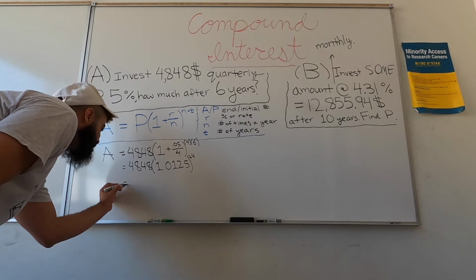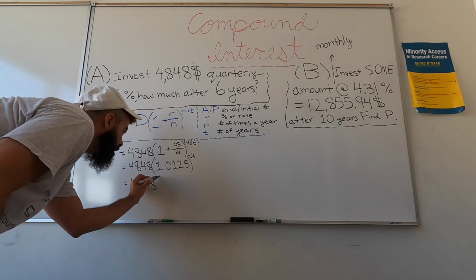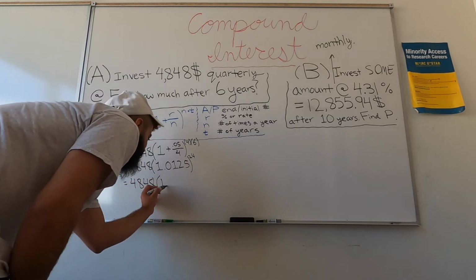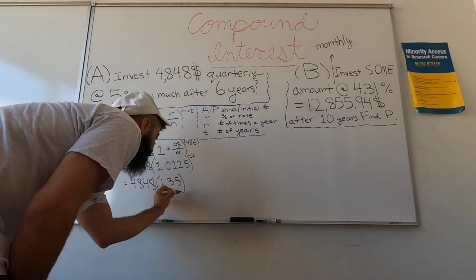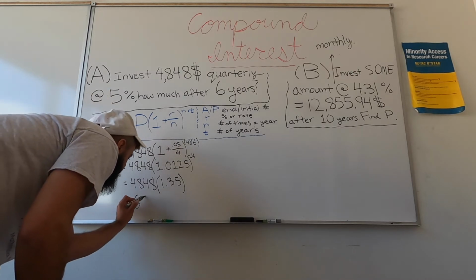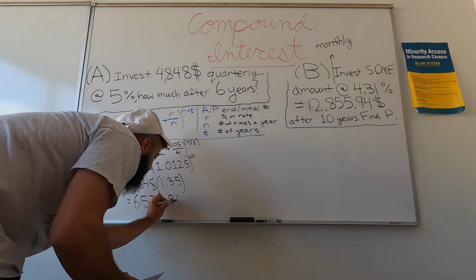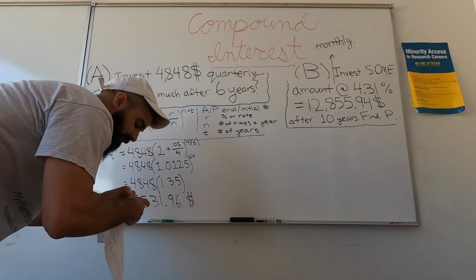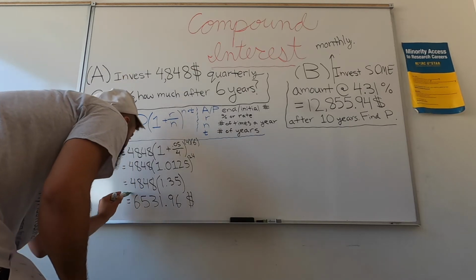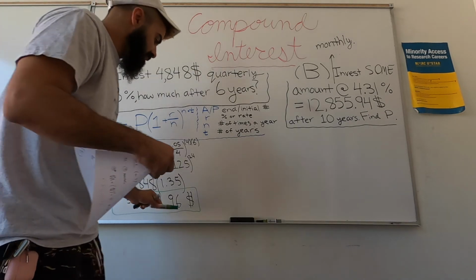And this, I estimate, rounding off to 2 decimal places, is 4,848 times... We're using a lot of order of operations here. I rounded this to about 1.35 after I computed the exponents. And this then becomes $6,531.96, which is the answer for A. So the ending amount is $6,531.